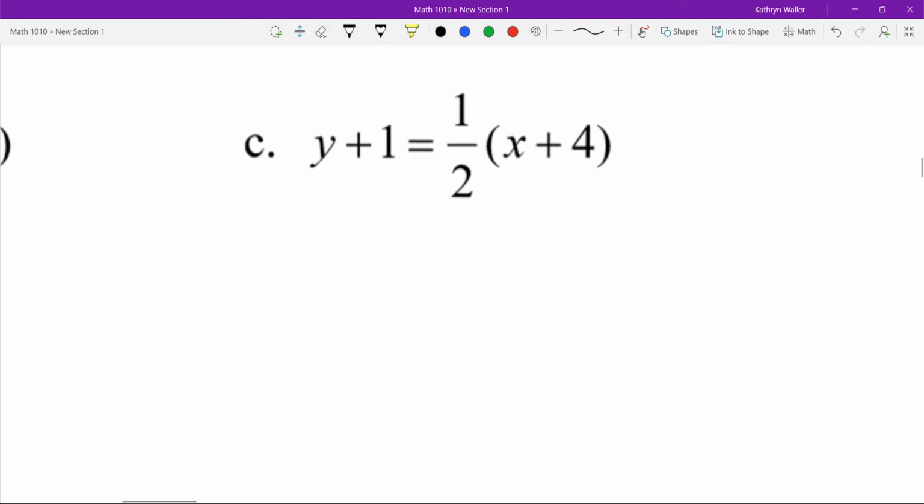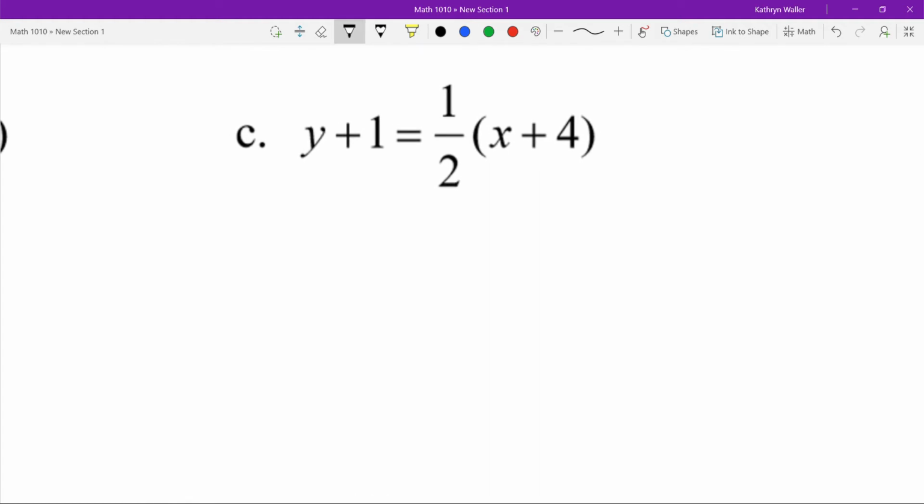Look at question C. The second I look at that equation, what do I notice? Everybody tell me. I have a fraction. Am I allowed to have a fraction in general form? Tell me that. No. So let's knock it out. I'm going to multiply by 2 here, here, and here. So now I have 2y plus 2 equals, this 2 and that 2 cancel, and I have x plus 4. Okay?